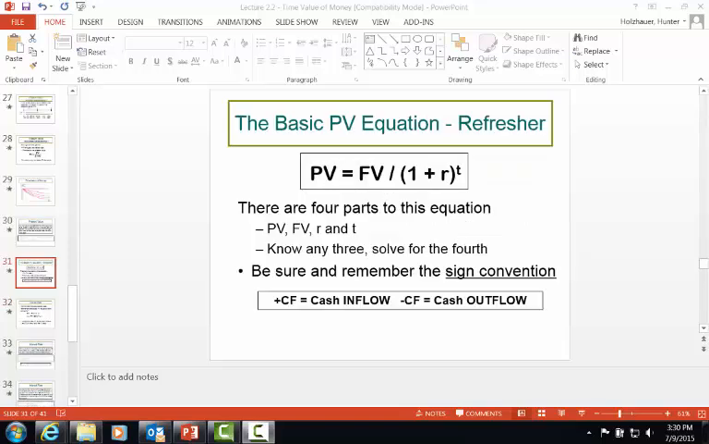All right, let's go to the basic PV equation refresher slide. Now we've covered future value and present value, but remember there are four parts to this equation. There's also R and T, or the interest rate and the number of periods. If you know any three, you can obviously solve for the fourth using the equation. And there's also a reminder here about sign convention, which is not too complicated at the moment as long as you keep one of them negative.